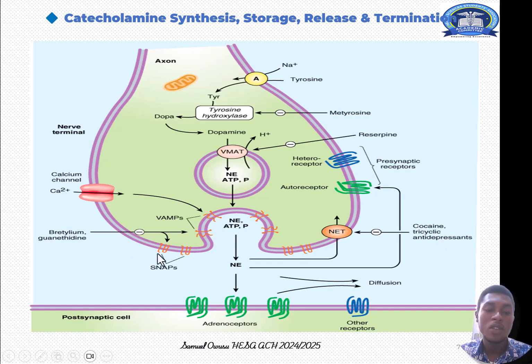Then we have drugs that can inhibit the SNARE proteins. We have bretylium and then guanethidine. Okay. We have those that can inhibit the enzymes. Tyrosine hydroxylase, which acts on tyrosine, can be inhibited by metyrosine. We have reserpine that inhibits norepinephrine from moving into the vesicle. So what it does is that it tends to replace or displace the norepinephrine from the vesicles, and so there will not be any norepinephrine in the vesicles. What we'll be having is what? Reserpine.